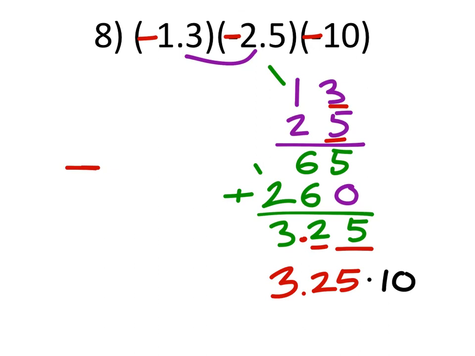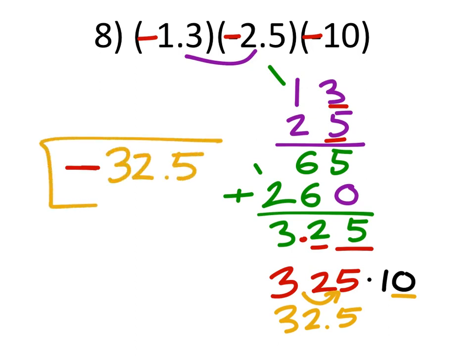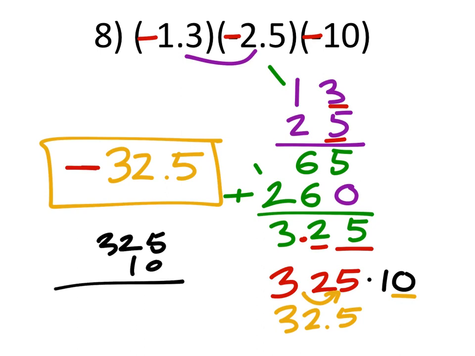And again, the nice thing about that is I can just move the decimal place as many zeros as I have. So this ends up being 32.5. But once again, that's negative 32.5. There it is. Now, yeah, we could have gone back and we could have done 325 times 10, which would have given us 3250. But at that point, we had 2 decimal places, so it still would have been right there.